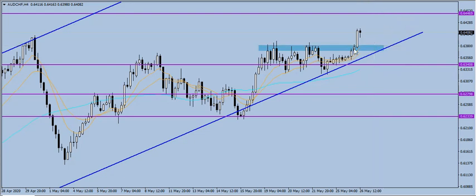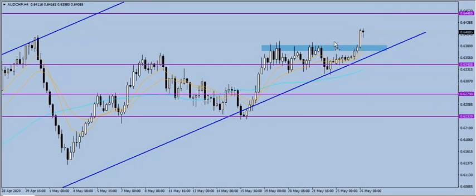So that's what I expect on this pair. A pullback to this level, and then continuation to the upside right to this level. So this is what I expect to see on the AUDCHF.